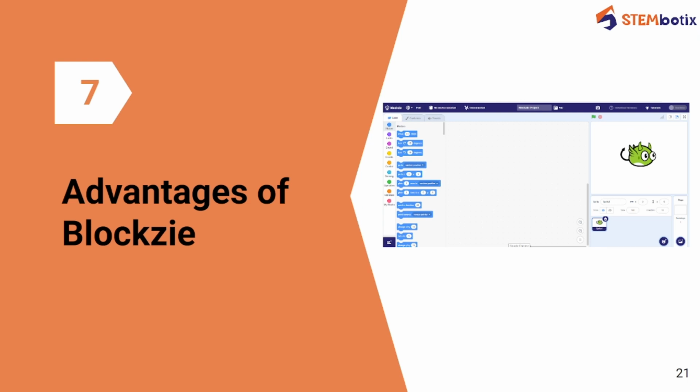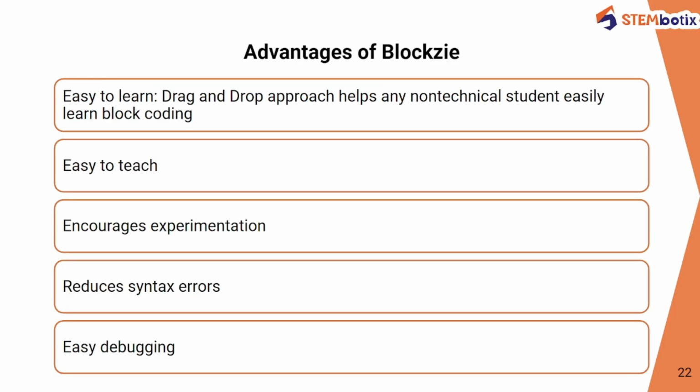So after seeing the installation process, the basics of Blockzie, and the comparison between text-based coding and block coding, now we will see the advantages, like what kind of advantages this Blockzie software has to help you. So these are the advantages of Blockzie software. First one is easy to learn. Its drag and drop approach has helped non-technical students easily learn block coding. Means using this Blockzie software one can easily learn how to code.